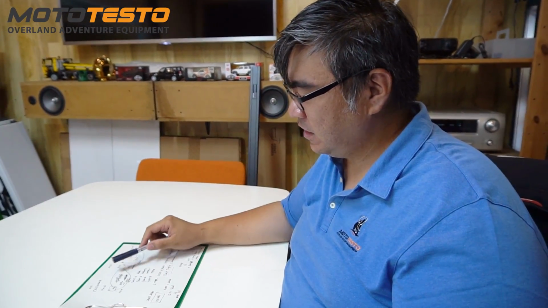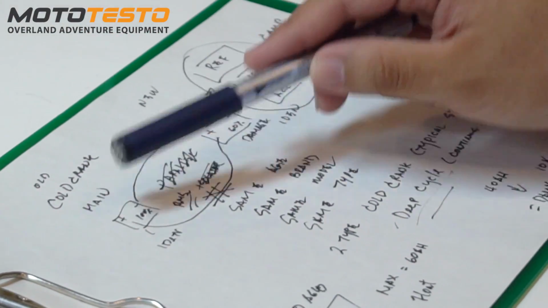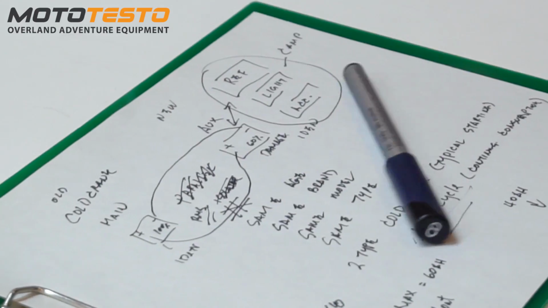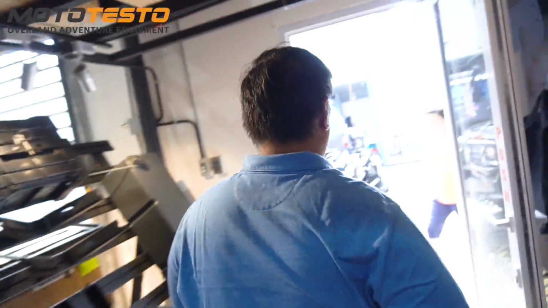So, pagka nasira yung deep cycle mo, hindi madadamay ito kasi naka-BMS kayo, you just change. Ganon ang deep cycle battery. So, nasa loob siya ng car, sir? I can show you. Dual battery.